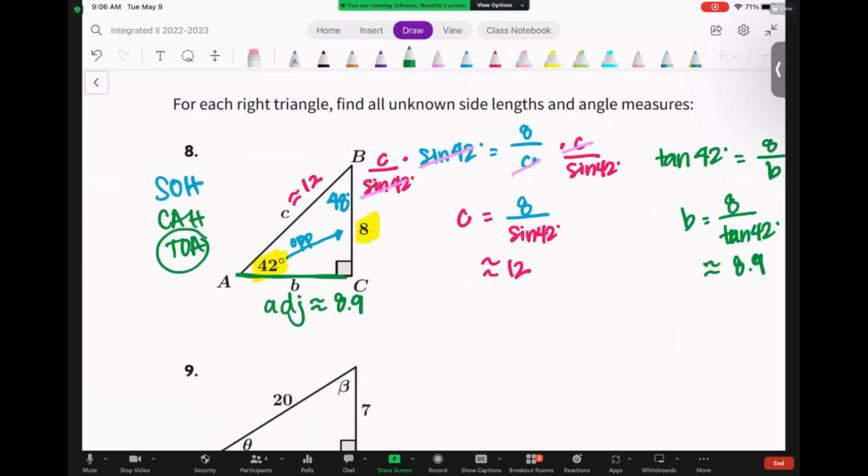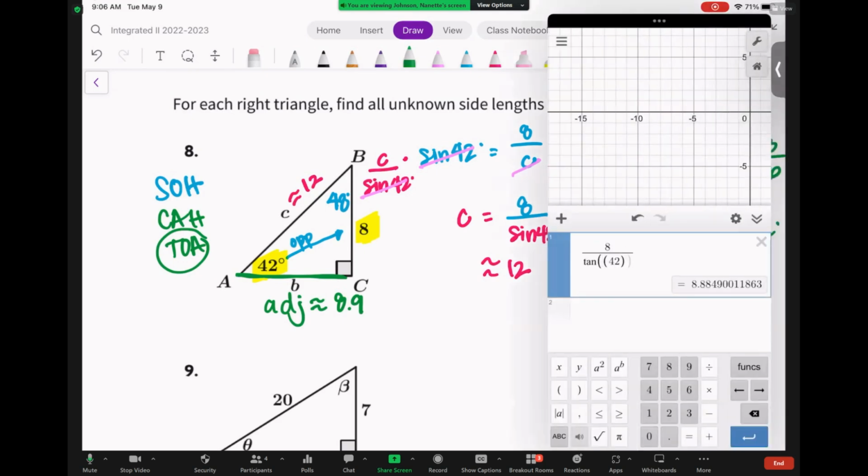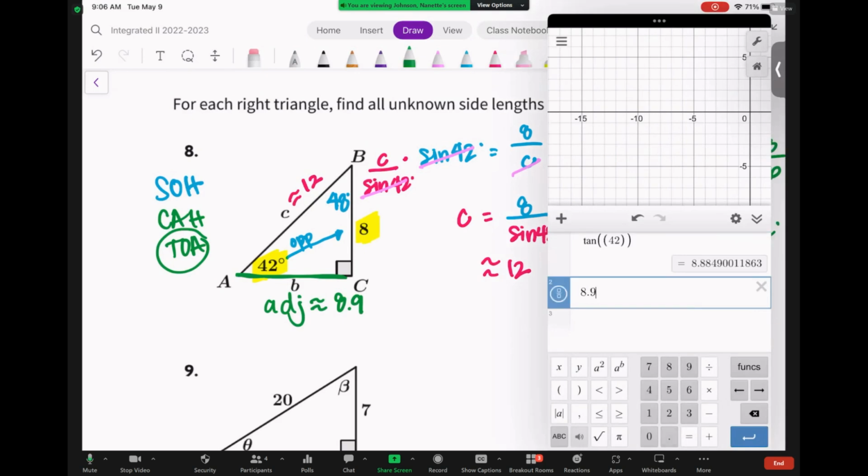And I'm like, yeah, that looks like 8.9, right? I want to make sure that's true. Ways that you can verify your answer at this point is I would probably use the Pythagorean theorem just to make sure my answer is about right. So 8.9 squared plus 8 squared should be the same as about 12 squared. So is 143.21 close enough to 144? And you're like, yeah. So that's pretty good for me.